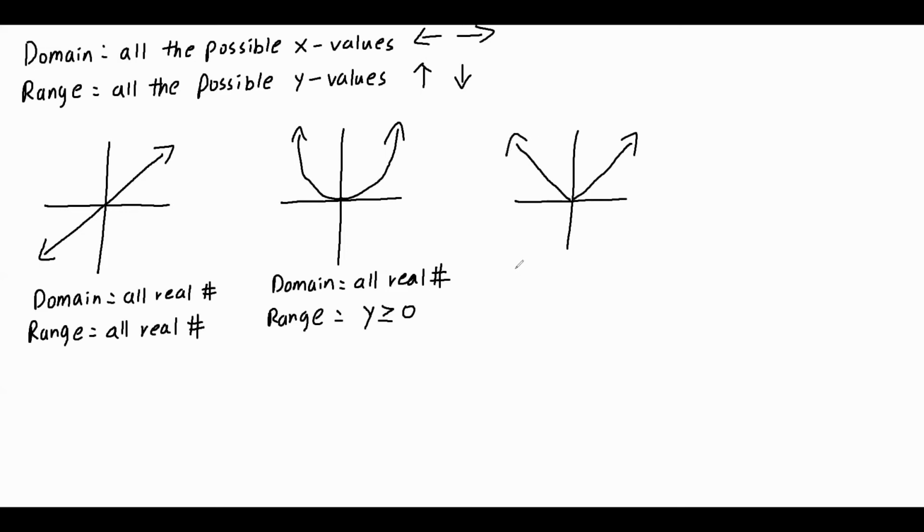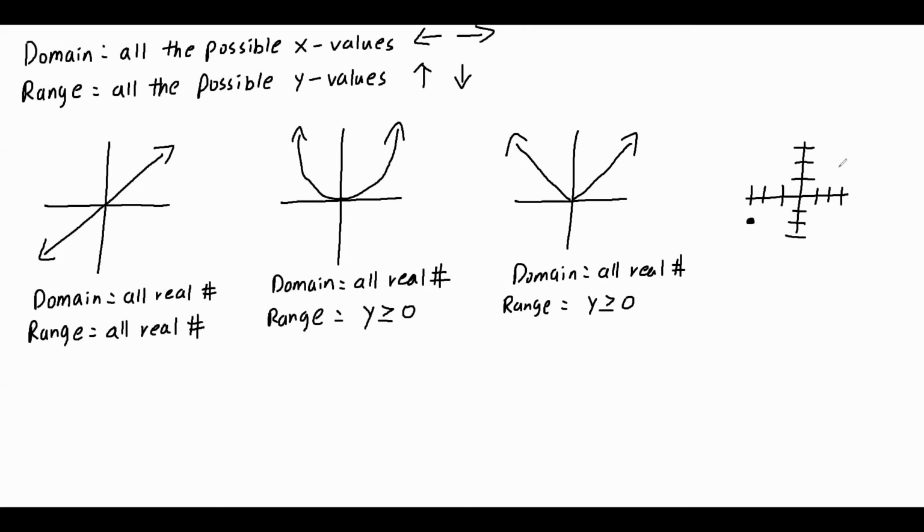The domain is all real numbers because the graph keeps going to the left and it keeps going to the right. The range is y is greater than or equal to 0 because the graph keeps going upward, but the lowest y value is 0. Now let's take a look at another example.